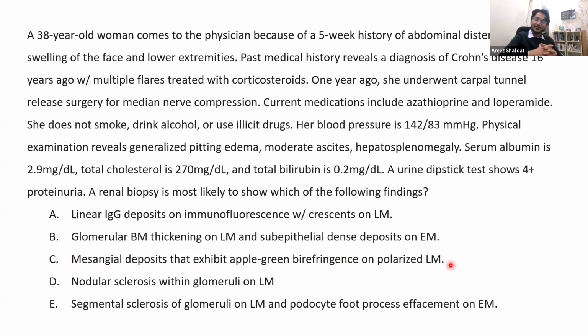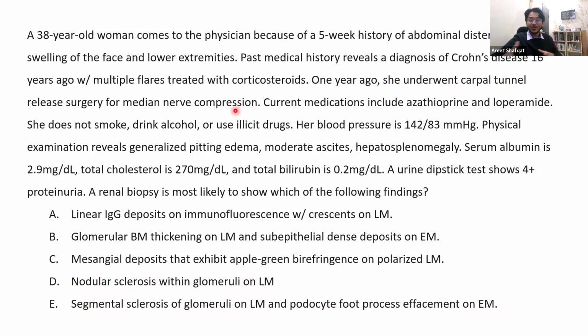All right. So in the exam, if you see a patient with either Crohn's disease or rheumatoid arthritis is a famous one, and they start developing nephrotic syndrome, this is a classic case of amyloidosis, right? Good. So D talks about nodular sclerosis within glomeruli on light microscopy. This is diabetes. This patient has no history of diabetes. Segmental sclerosis of glomeruli on LM and podocyte foot process effacement on electron microscopy. This is FSGS, okay?